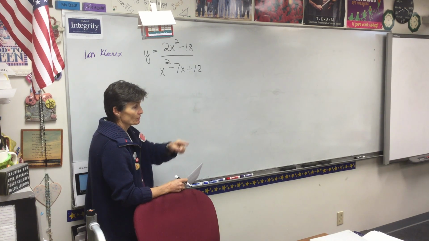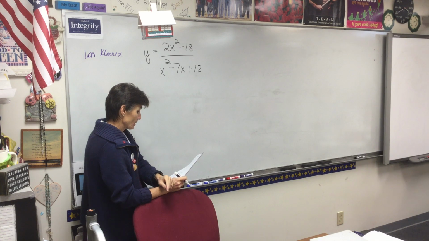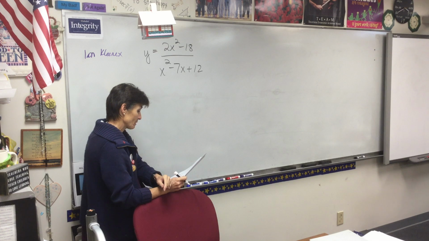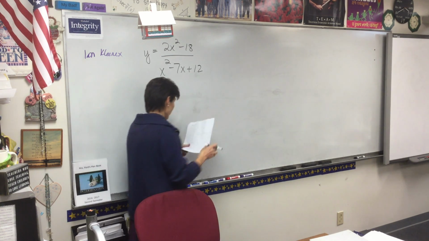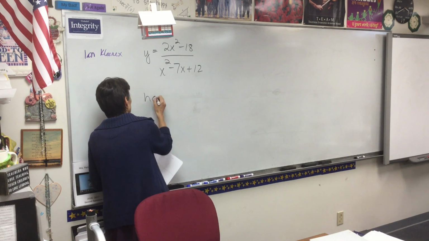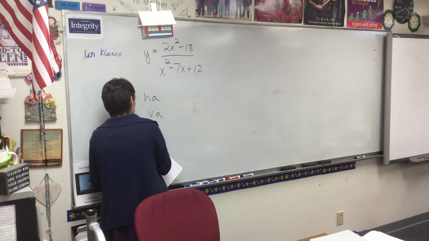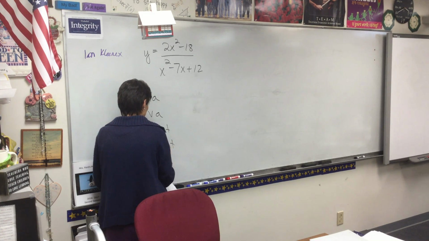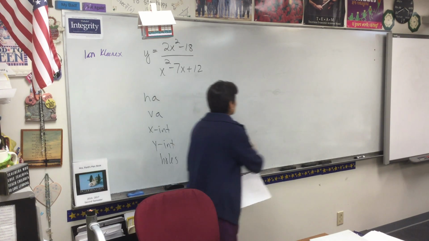Okay, and Mr. Free G sent you an email. All right, so here we go. We've got a bunch of stuff to find. We have to find the horizontal, vertical, x-intercept, y-intercept, and holes. And we have to graph it.